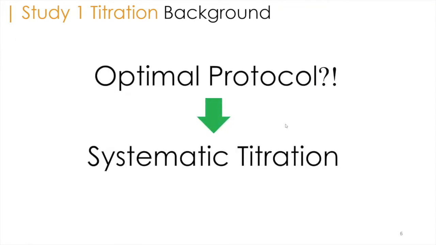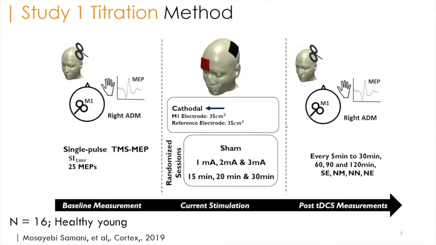Then there is a solution, which is manipulating the stimulation intensity and duration to find out if one of these protocols from the infinite parameter space might help us optimize the efficacy of the technique. In order to answer this question, we need a systematic titration. As my colleague explained for anodal, I did the same.